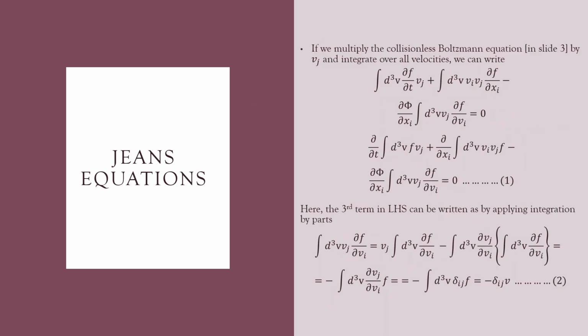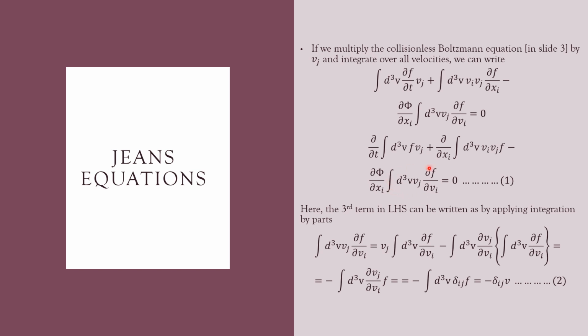For finding the second Jeans equation, we need to do a little bit more algebra. If we multiply the collisionless Boltzmann equation, as in the previous slide, by vj, and integrate over all velocities, we can write the equation as in the first line in this slide. As in the previous slide, the velocity is a function of the velocity vector, not a function of position and time in the phase space. We can take out the derivatives from the integral, which has been done in this second line, or equation 1.